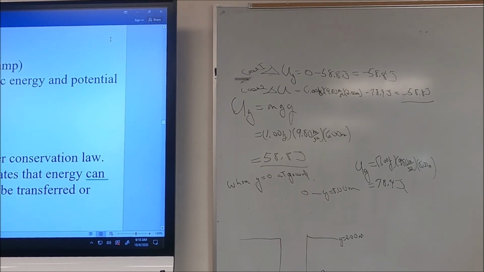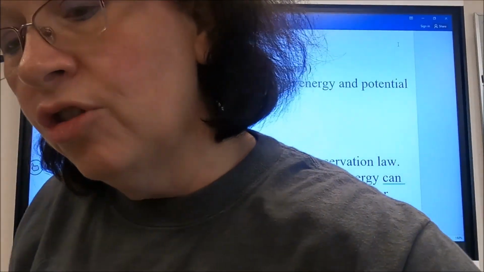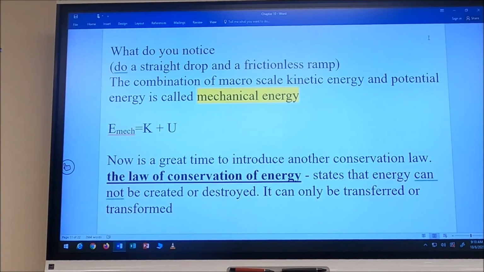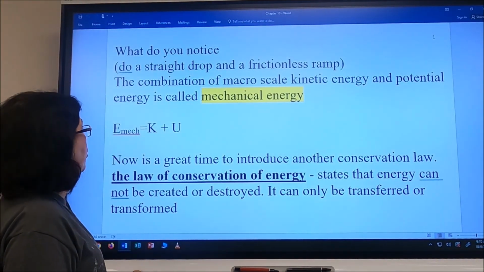Now, other thing to point out here is if I took that object and I slid it down a frictionless ramp instead of dropping it straight down, the same change in gravitational potential energy would happen. When we combine gravitational potential energy and kinetic energy, we get mechanical energy. So E mechanical equals K plus U.